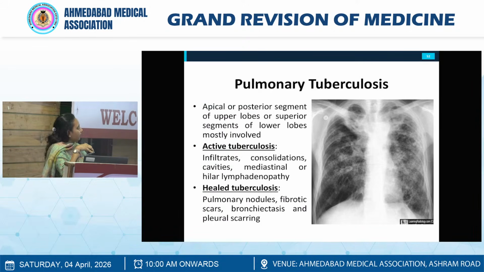Then here, what is the abnormality in this X-ray? Can you show? Ghon's complex, anything? Both the upper lobes are involved. So in active tuberculosis, usually infiltrates are seen, consolidations or cavities, as well as hilar lymphadenopathies. And in healed tuberculosis, we have pulmonary nodules, fibrotic scars and bronchiectasis.